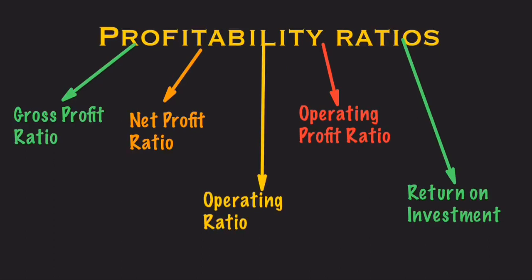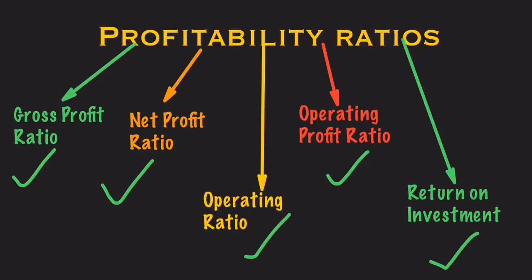Fine. So profitability ratios have been classified into various types. The first one is the gross profit ratio. The second one is the net profit ratio. The third one is the operating ratio. The fourth one is the operating profit ratio. And the last one is the return on investment ratio. All these ratios we'll discuss.